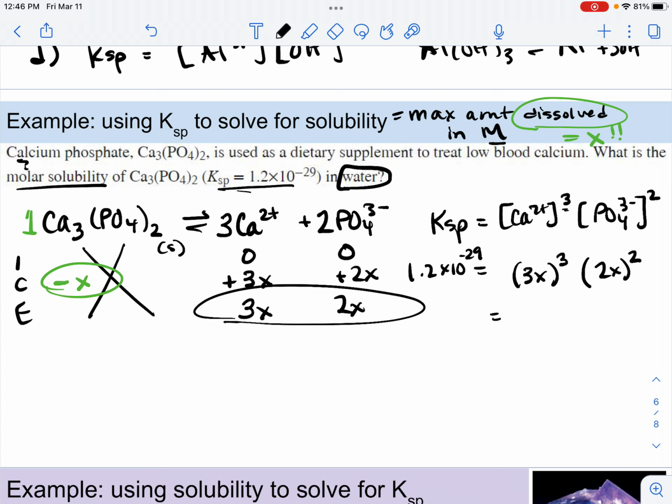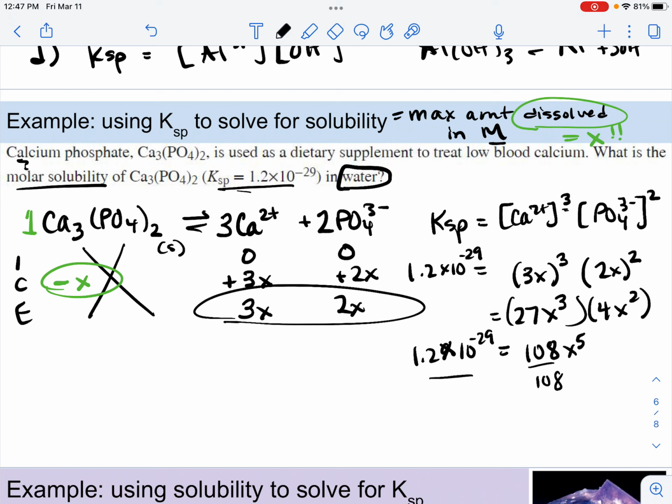cubed from the coefficient, I think I said squared. So this equals 3 cubed, which is 3 times 3 is 9 times 3 is 27, x cubed, times 2 squared, so 2 times 2 is 4, x squared. Okay, so you have to make sure you square and cube the numbers as well as the x's. And then I multiply that out and I get 108 x to the 5th equals 1.2 times 10 to the negative 29th. Now it's pretty easy to solve for x.